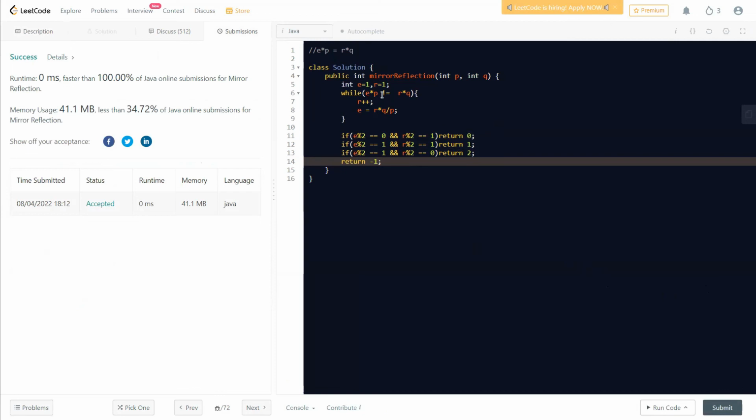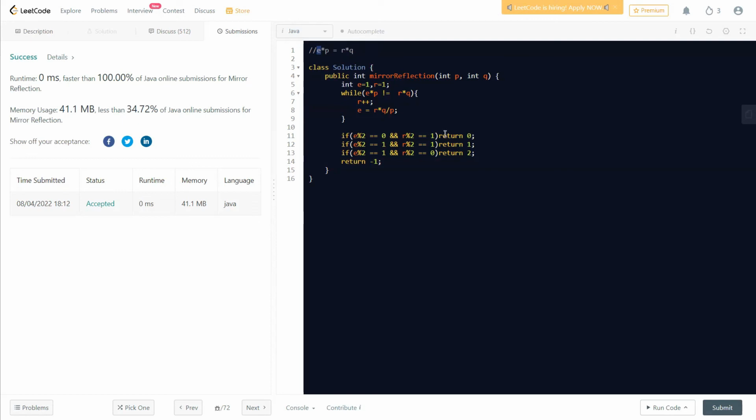And there you see it passed in 0 milliseconds. So what exactly did we do? We simply checked our equation. This was our equation, what we wrote, and we kept on increasing R. And how do we find E? We find E by just reversing this equation: R into Q divided by P. From here, E equals R into Q divided by P. And we keep on incrementing R. That's how we ultimately found our E and R.